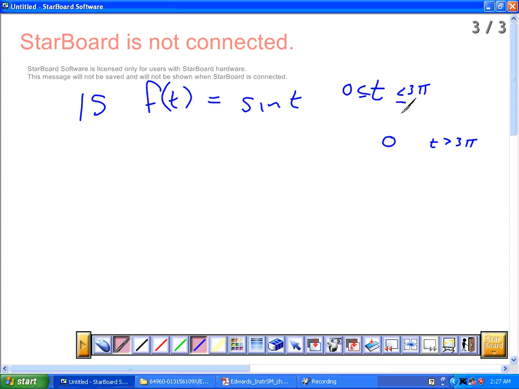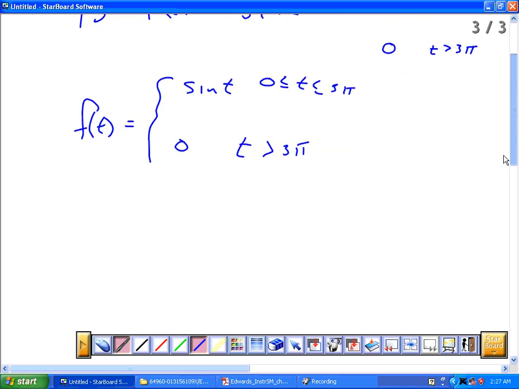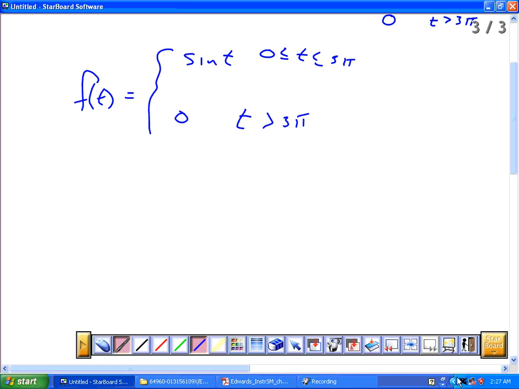Okay? So in other words, the best way to write that would be to say f of t is equal to sine of t first, and 0 when we are greater than that. Okay? So that's our little function. That's kind of how it's set up to start with. Now we need to make the Laplace transform with that.